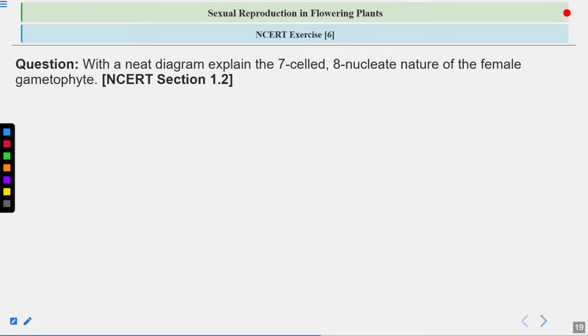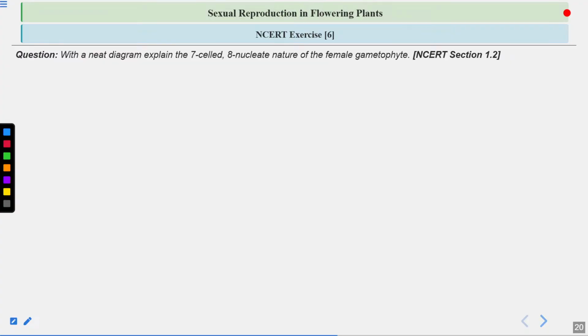Next question, question number 6. With the NEET diagram, explain the 7-celled 8-nucleate nature of the female gametophyte. This question also comes from section 1.2. So you have to draw a NEET diagram, and that explains the 7-celled 8-nucleate structure.